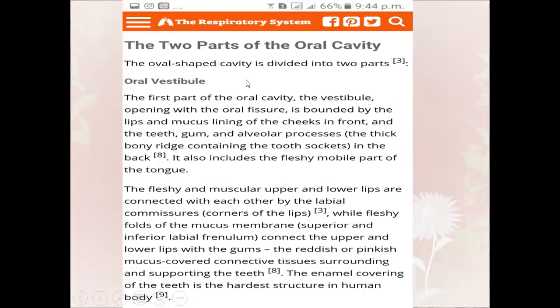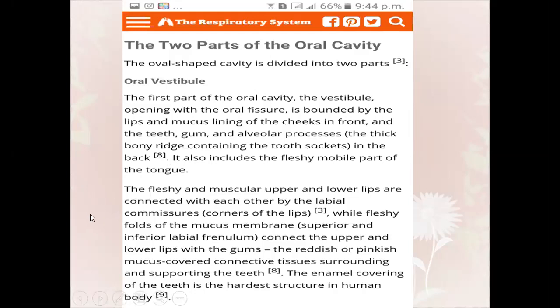Again, two parts of the oral cavity can be seen. The oral cavity is divided into two parts, the oral vestibule, explaining it again. The first part of the oral cavity, the vestibule, is the opening with the oral fissure. It is bounded by the lip and mucous lining of the cheek in front and the teeth, gum and alveolar processes. The thick bony region containing the tooth sockets is the alveolar process in the back. It also includes the fleshy mobile part of the tongue.